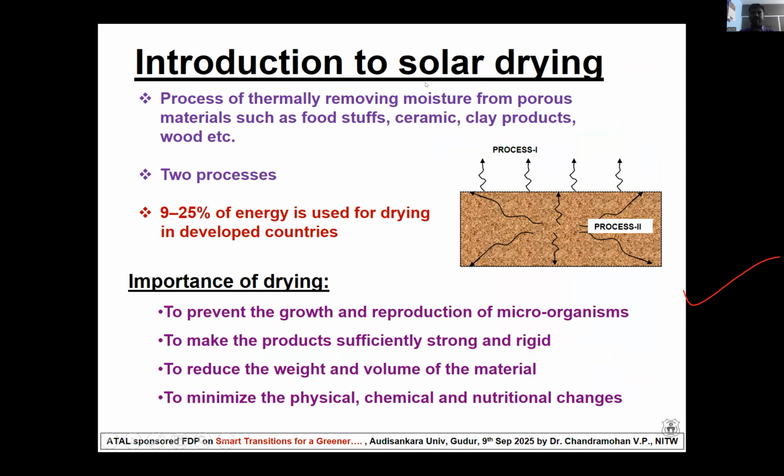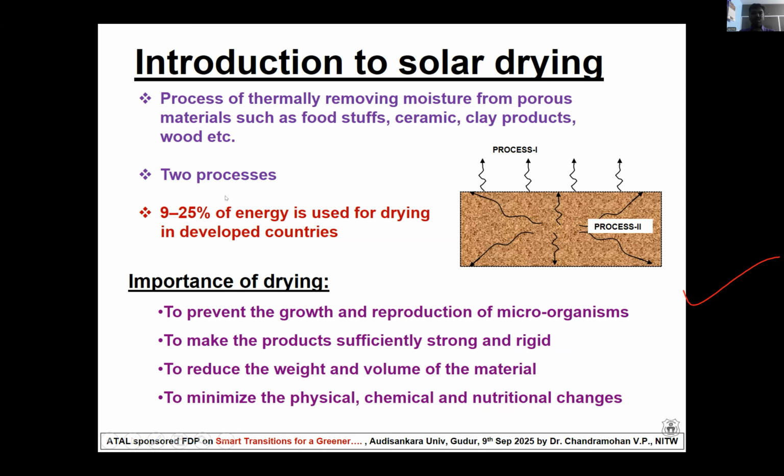So first of all, we have developed a solar dryer, and that is why I am explaining why solar drying is important. Solar drying means the process of thermally removing moisture from porous materials such as foodstuffs, ceramic or clay products, or wood. Any food products, if we need to remove the moisture by using the heating process, then the product will get heated and the moisture will be removed. This is called drying.